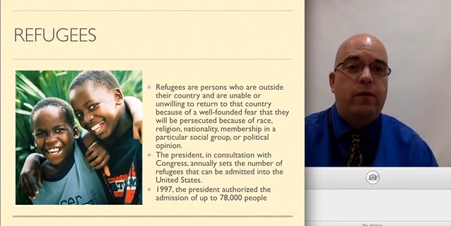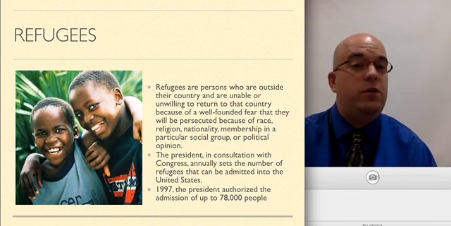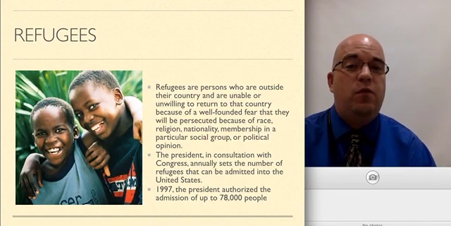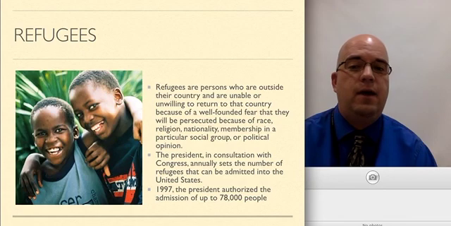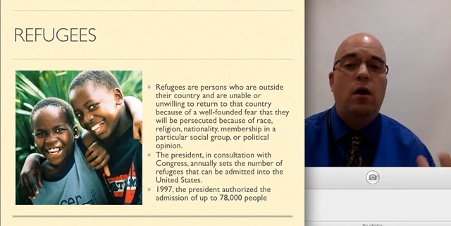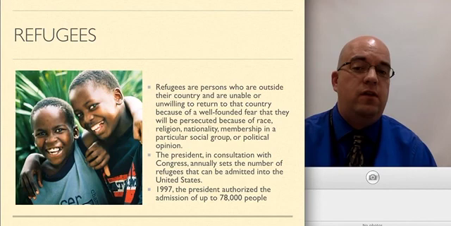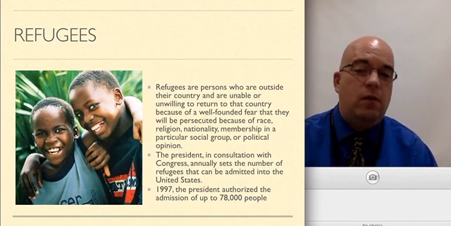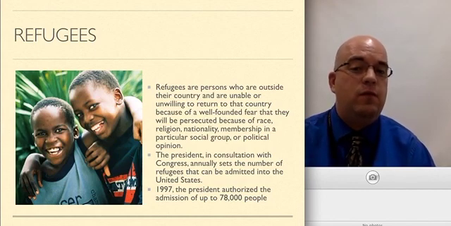Another category of immigrants that come pretty frequently are refugees. Refugees are people that are fleeing their home country because of some kind of catastrophe, whether it's a natural disaster or whether it's violence like a civil war or some kind of internal conflict. That number is determined by the president in consultation with the U.S. Congress on how many refugees are allowed in. In 1997, they allowed in about 78,000 people as refugees.